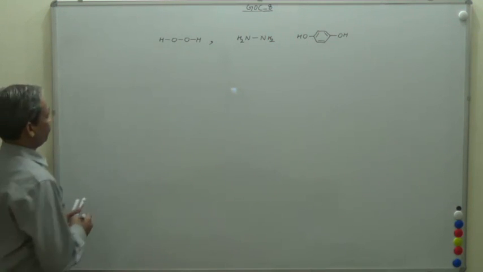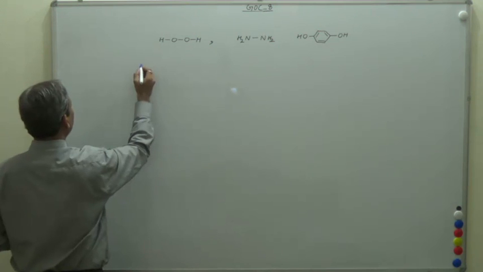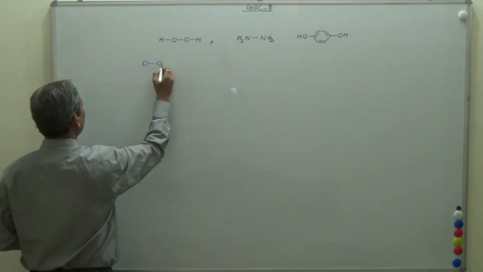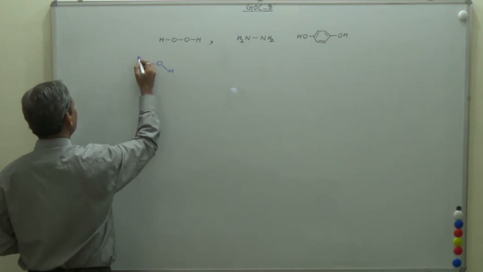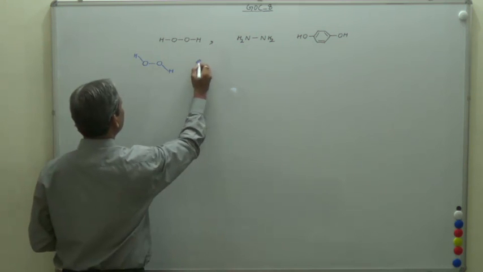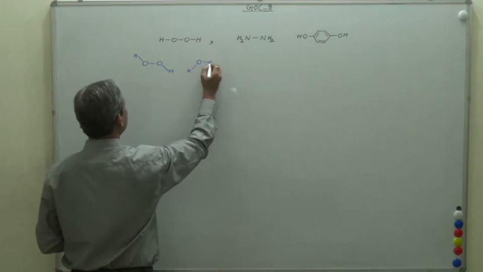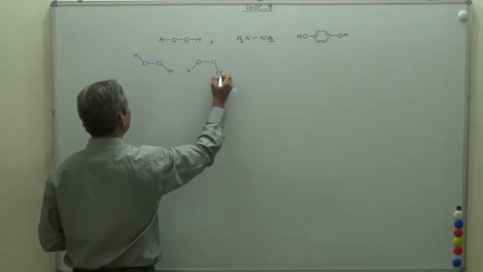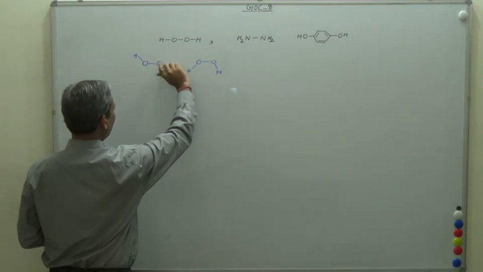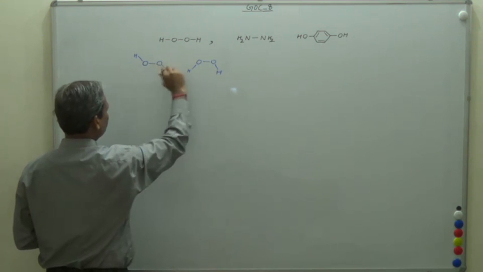For example, for hydrogen peroxide, we can draw either this type of conformer or this type of conformer. These two are possible because of free rotation about this O-O single bond.